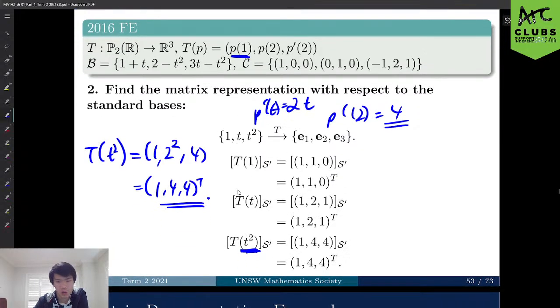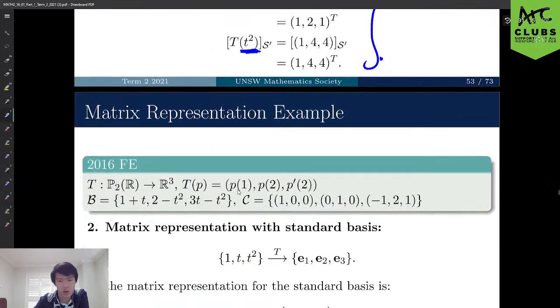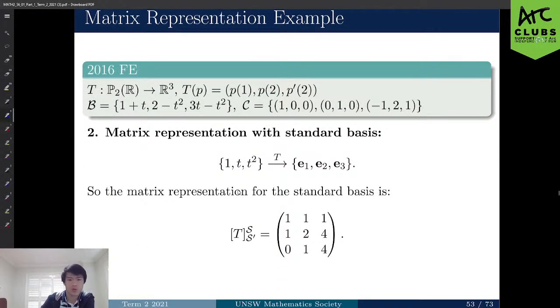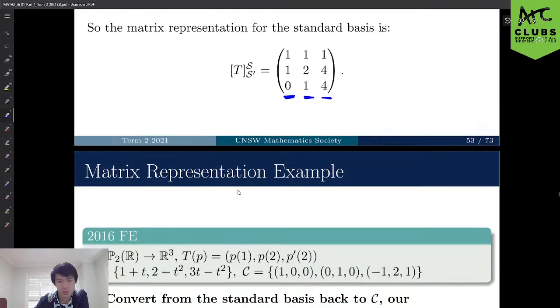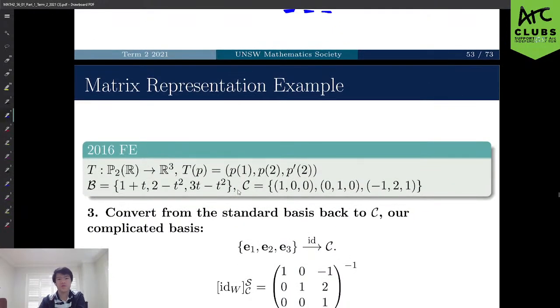And so that will be t t squared. So we've gotten all these things, now we can put them in a line, and we make those the columns of our matrix. So we'll get 1, 1, 0, 1, 2, 1, 1, 4, 4. So from before, 1, 1, 0, 1, 2, 1, 1, 4, 4. Alright, final thing, convert back to the basis that we, the complicated basis, so C.